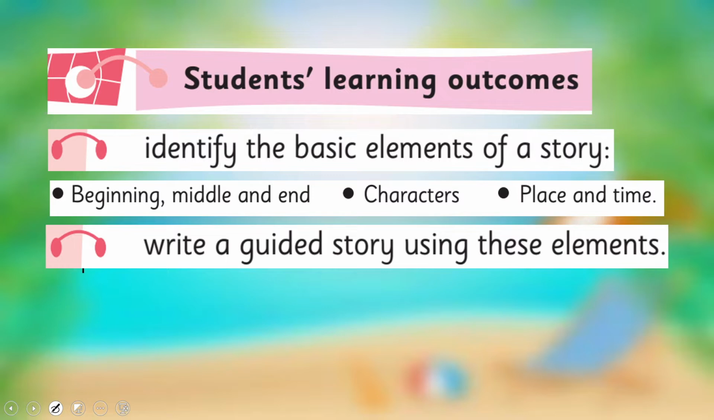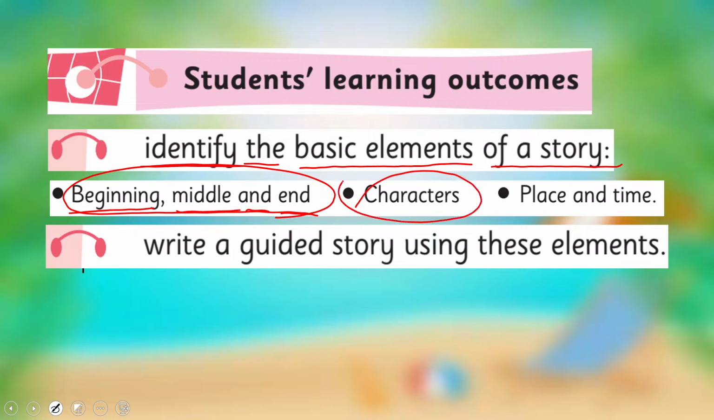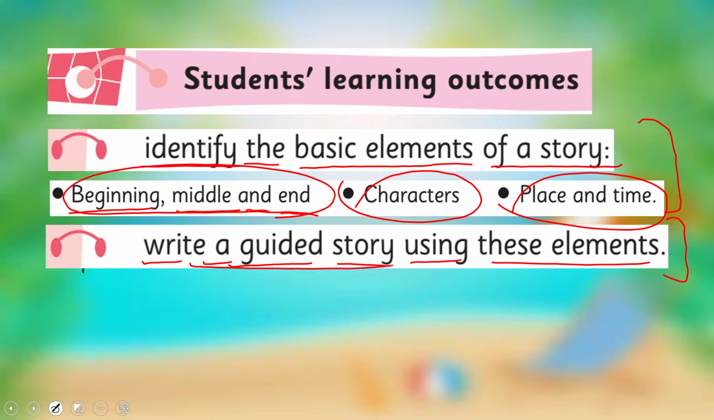So our SLO is to identify the basic elements of a story as beginning, middle and end, characters, place and time, and to write a guided story using these elements. Now first we'll understand these elements and then we'll learn how to write a guided story by using these elements. These are our today's SLOs.